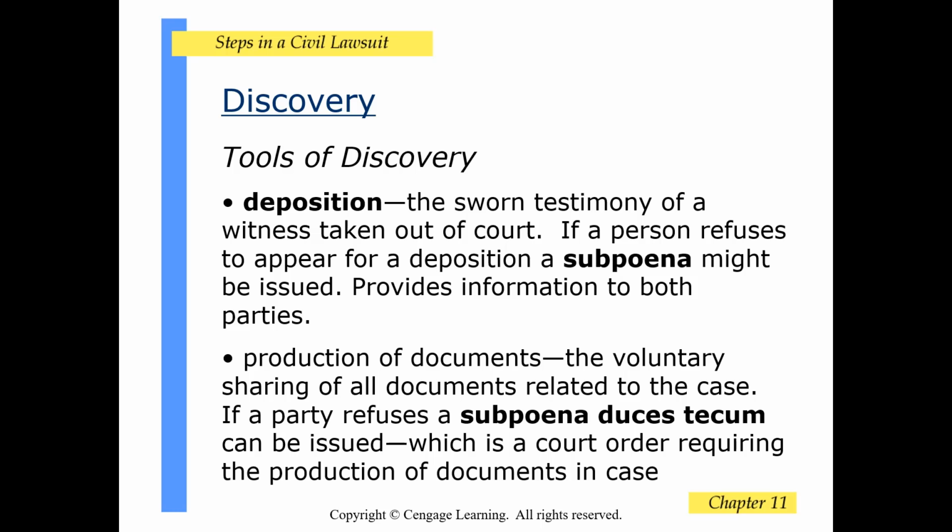What are the different tools of discovery? Well, one is a deposition, the sworn testimony of a witness taken outside of a courtroom. If a person refuses to appear for a deposition, a subpoena might be issued. It provides information to both parties about the deposition. Another tool of discovery is production of documents, the voluntary sharing of all documents related to a case, and if the party refuses, a subpoena duces tecum can be issued. A subpoena duces tecum is a court order requiring the production of documents in a case.